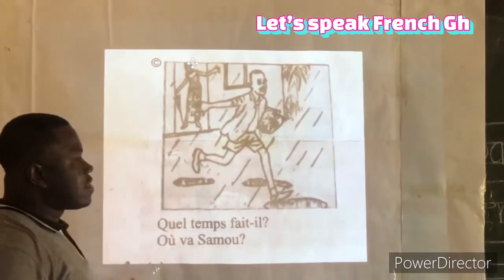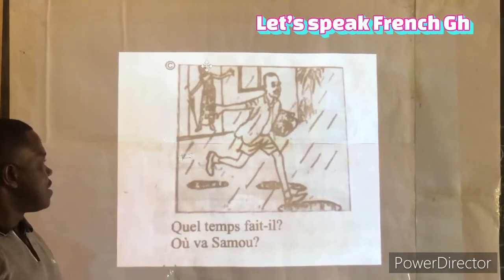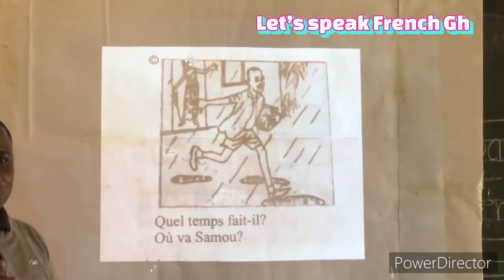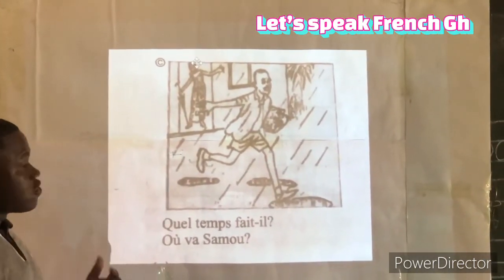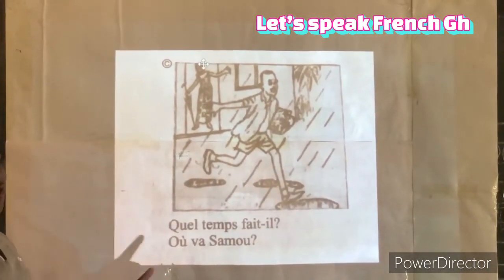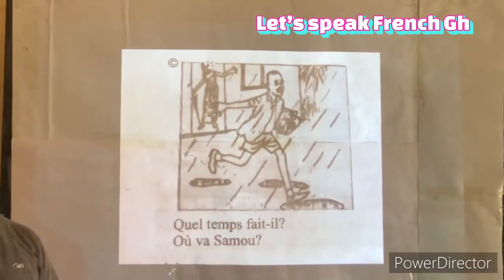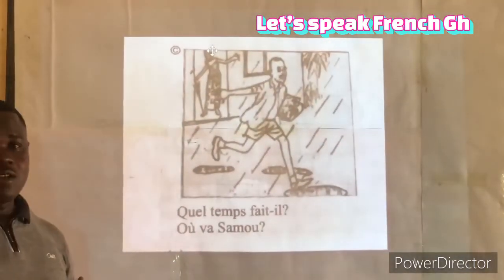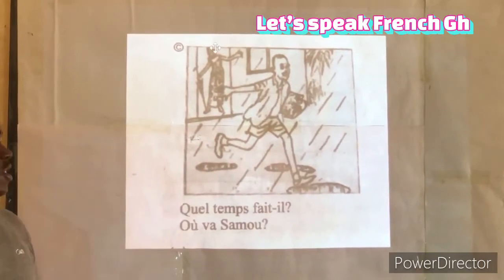Alright, so in the second picture, we see Samu running. We see someone standing here like the mother, who is also giving him some instructions. Then we also see it is raining. But we are only supposed to answer two questions from this picture. Quel temps fait-il? Quel temps fait-il simply means, what is the weather condition in the picture?